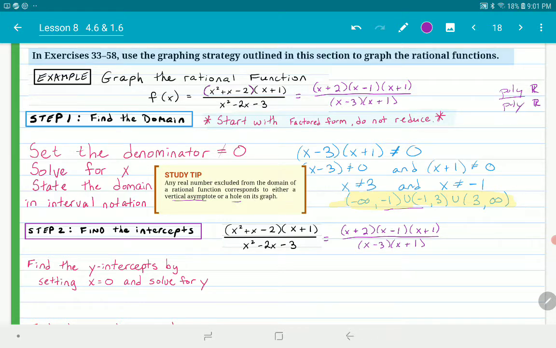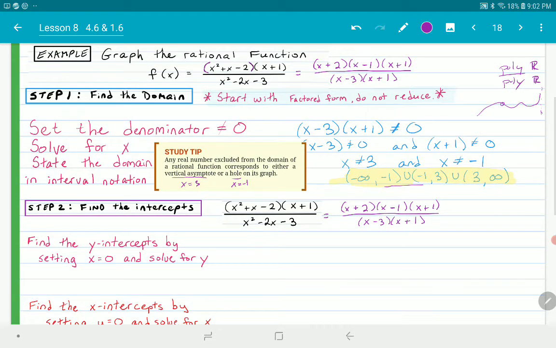Because a polynomial, remember, is smooth and continuous and covers all those x's. Well, if we have any restriction in the domain for a rational function, it means there's either a hole in the graph or a vertical asymptote, which we'll talk about a little more in the later steps. But for now, you can recognize that both -1 and 3 will be a vertical asymptote or a hole, which we'll come back to. But I wanted to point that out.